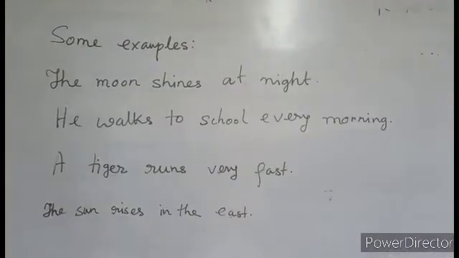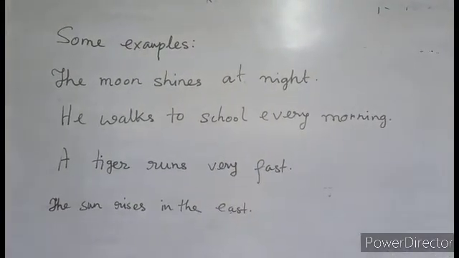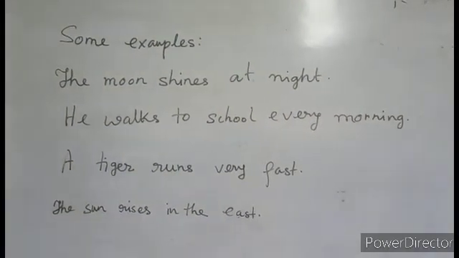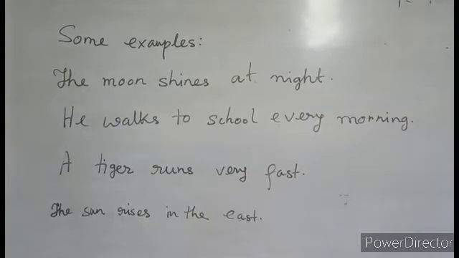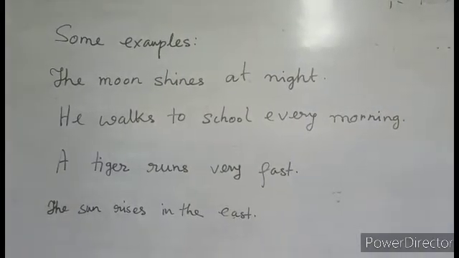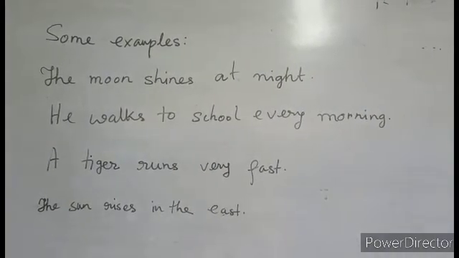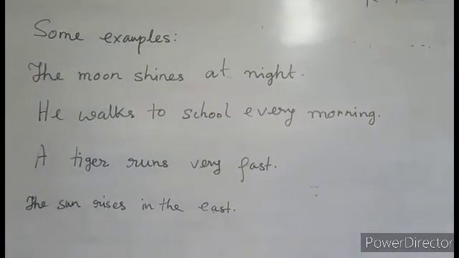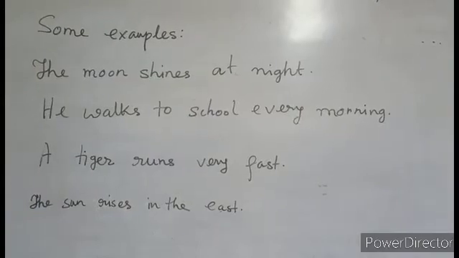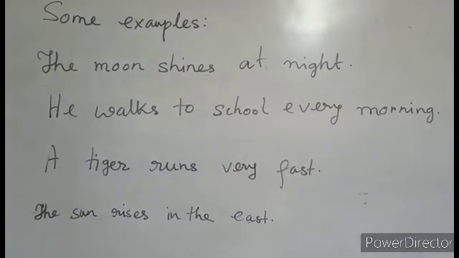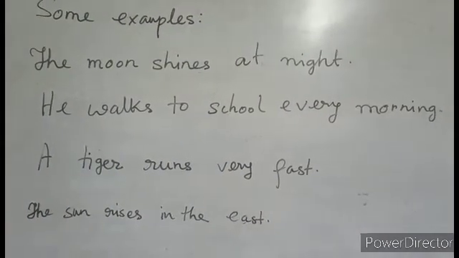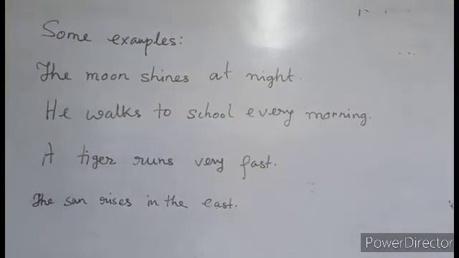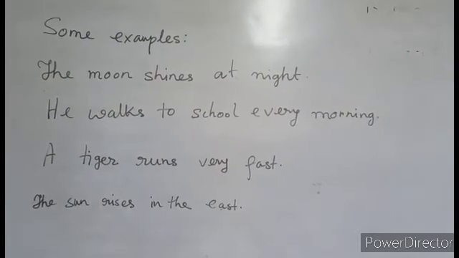Understood? Now let's see some of the examples that I have already written on the board. The first example: the moon shines at night. It is an eternal truth. Every time the moon shines at night. He walks to school every morning. This is a habitual action. A tiger runs very fast, a normal thing. The sun rises in the east, it is also an eternal truth. These are some of the examples that I have written there.